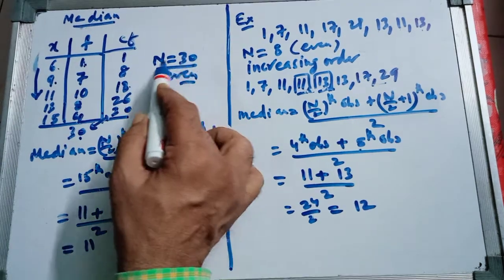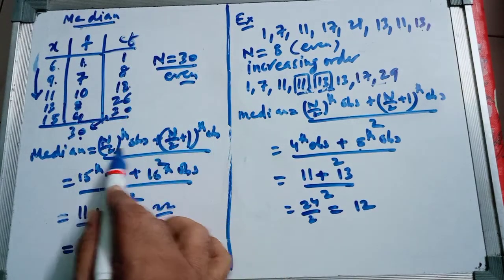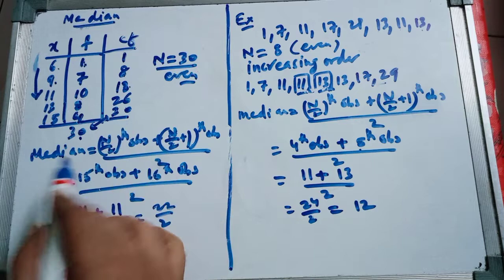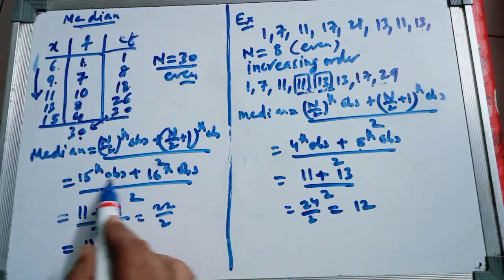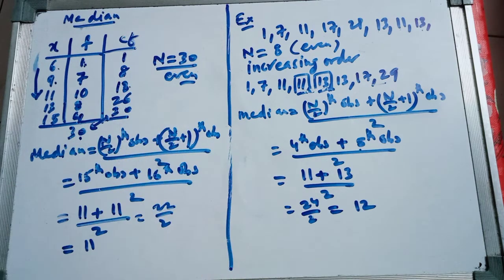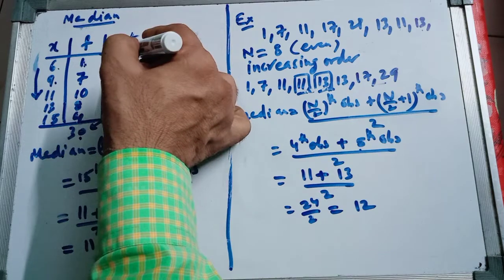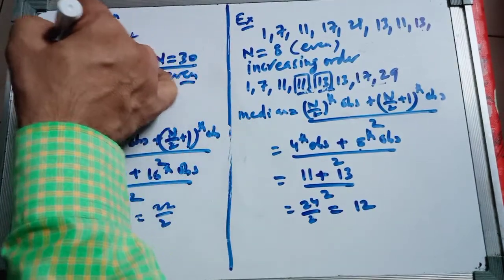When n is odd, we will get only one observation as the middlemost data, that is (n plus 1) by 2 directly, and you can see in the cumulative frequency where this number comes, 15 or 16, or sometimes it is only one number. The cumulative frequency helps us to count the numbers from the beginning.